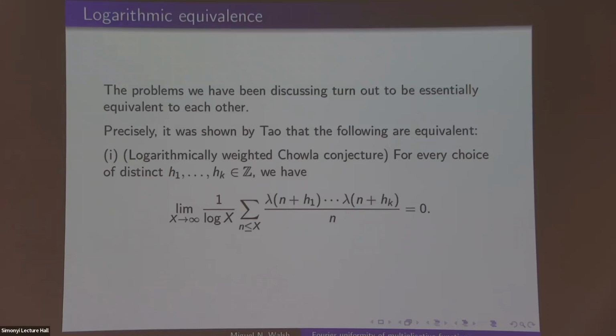The only difference that we have now is that we are adding a little weight of 1 over n. So to each term, we add a weight of 1 over n. And since the sum of 1 over n from 1 up to x is essentially log of x, the correct normalization is to divide by log of x.